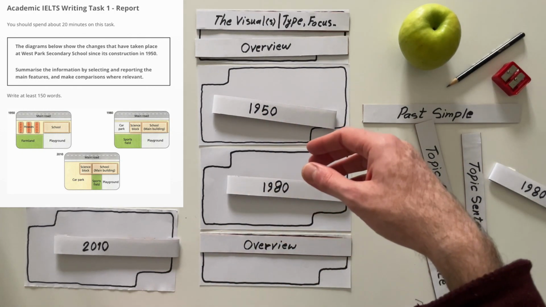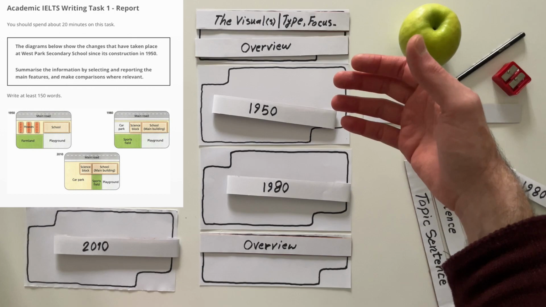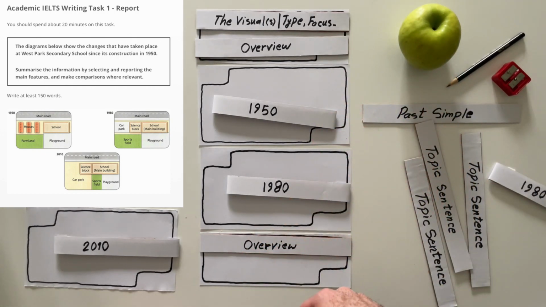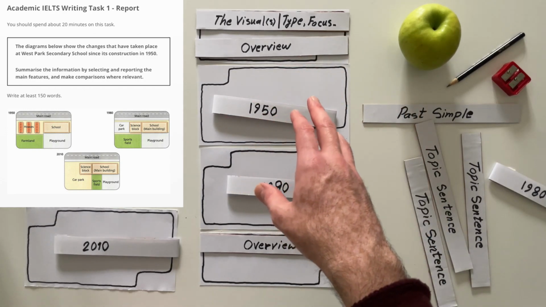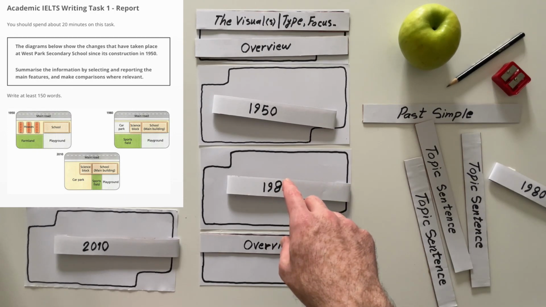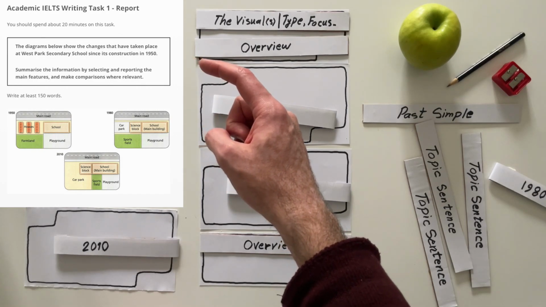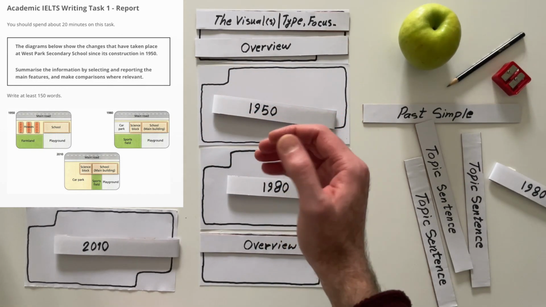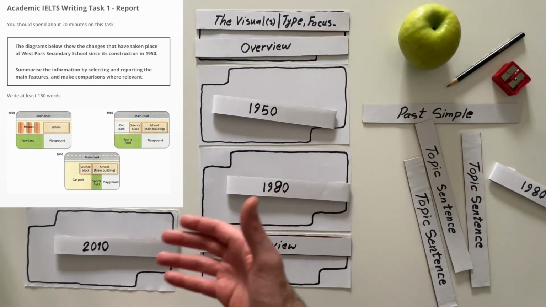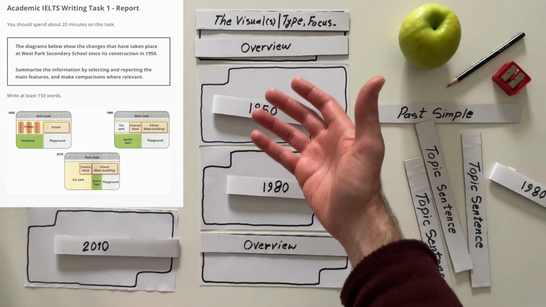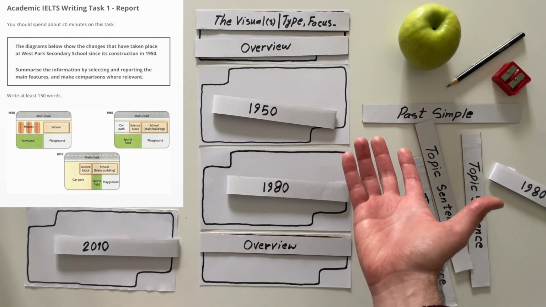However, I can tell you already that there is a high chance of creating mechanical sentences here, because you just focus on 1950 and then you go in and you develop and you talk about the elements inside, and then you go to 1980 and you talk about 1980, and then you go into 2010. Look at the rubric. It says make comparisons where relevant. So this doesn't give us comparison. We just report. We just say what we can see, but we don't make any comparisons.